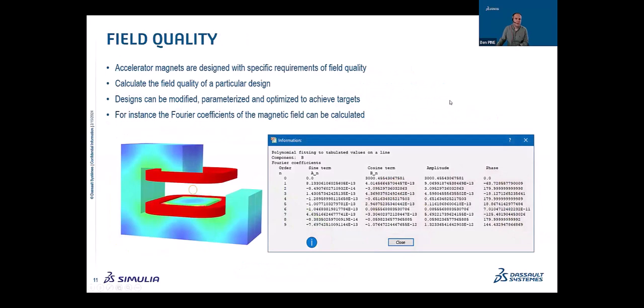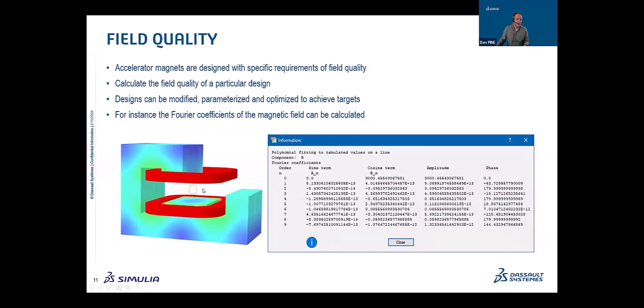The most important feature of an accelerator magnet is arguably its field quality. They're designed with specific requirements, and normally for a circulating accelerator, that requires field accuracy down to 10 to the minus 4 accuracy, so 0.01% in the good field region. So we need tools that can calculate that field quality along the good field region.